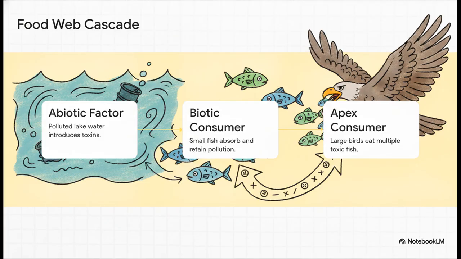Step 1, we start with polluted lake water, a clear alteration of the abiotic environment. Step 2, that pollution is absorbed by small fish, our biotic consumers. And the really bad news is those toxins stay trapped in their bodies. Step 3, those small fish are eaten by large birds, our apex consumers. Because energy and matter flow upward through the food web, that toxic pollution cascades right alongside it. The bird eats multiple fish, accumulating toxins from every single one of them until it becomes a massive problem.